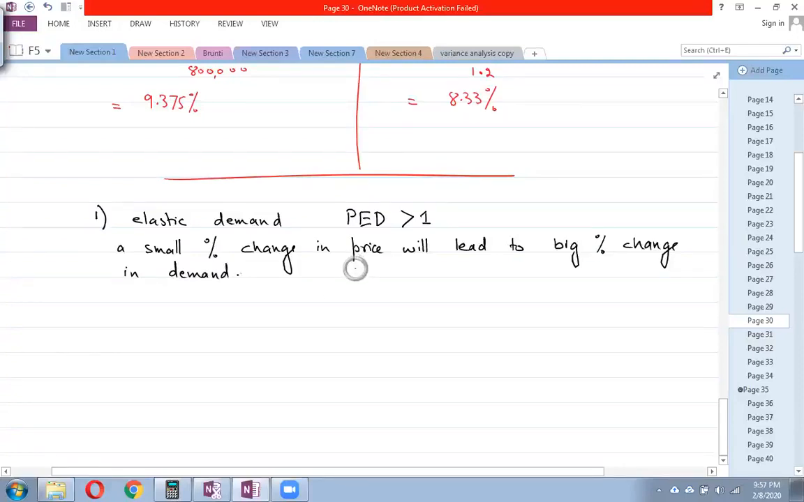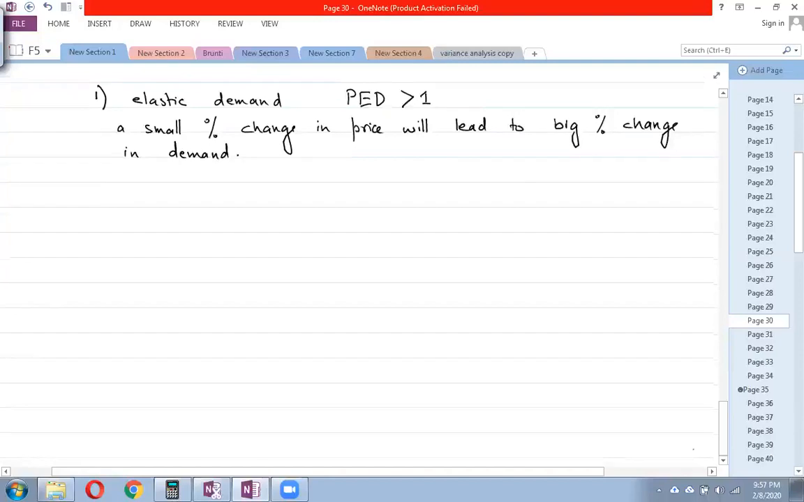So you reduce the price a little bit, but the demand will change a lot. So it means reducing the price in this situation will be a better strategy. We should reduce the price in this situation.